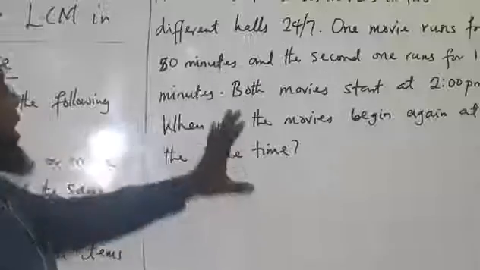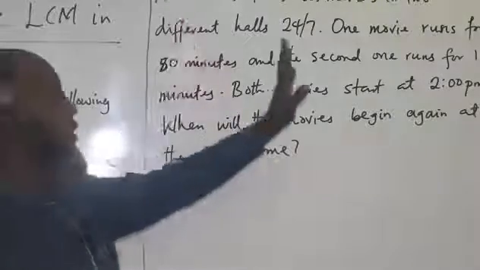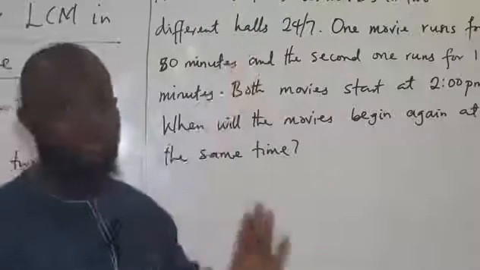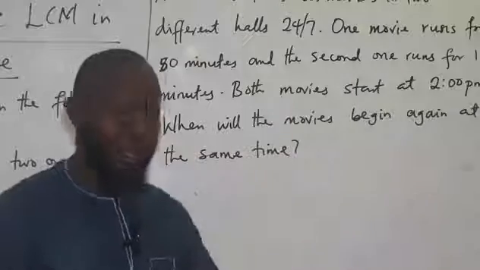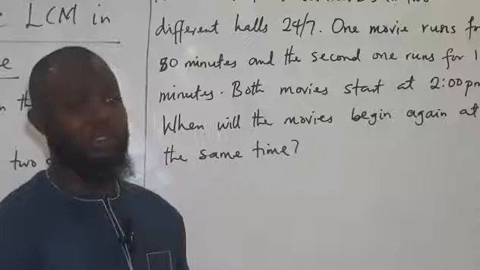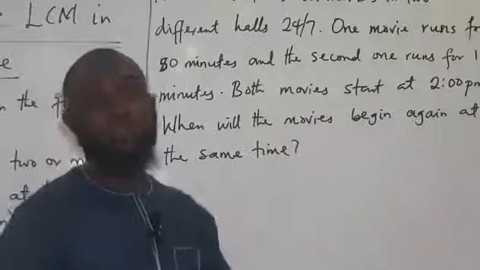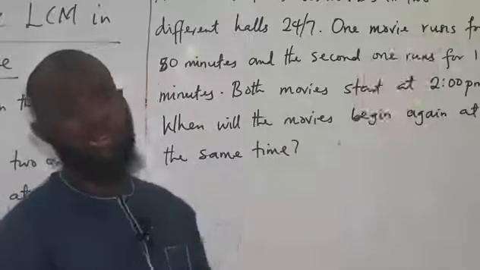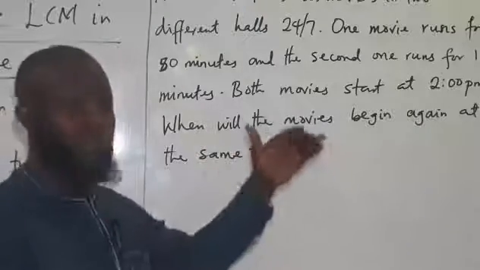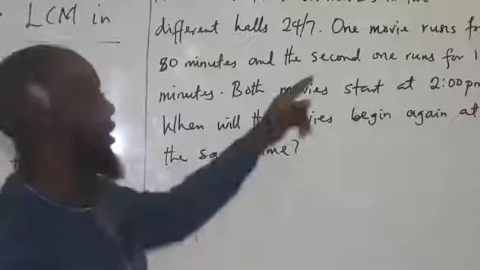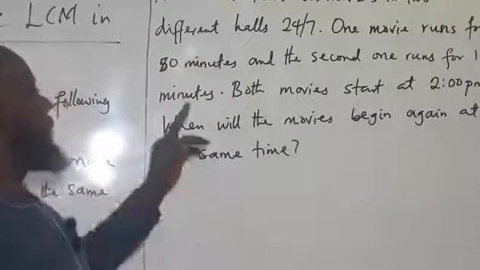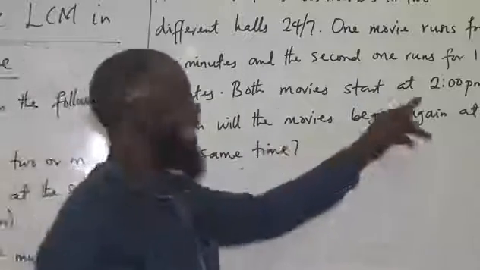A cinema runs its movies in two different halls 24/7 non-stop. So as this one finishes, it continues again, and so on and so forth. One movie runs for 80 minutes. The first movie will run for 80 minutes, and the second one runs for 120 minutes.